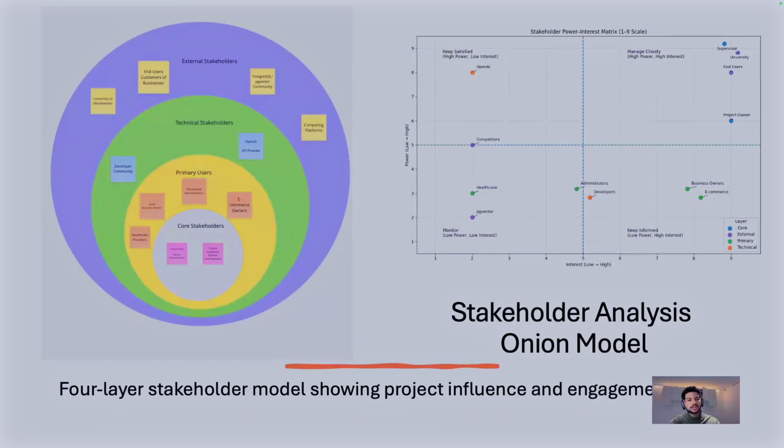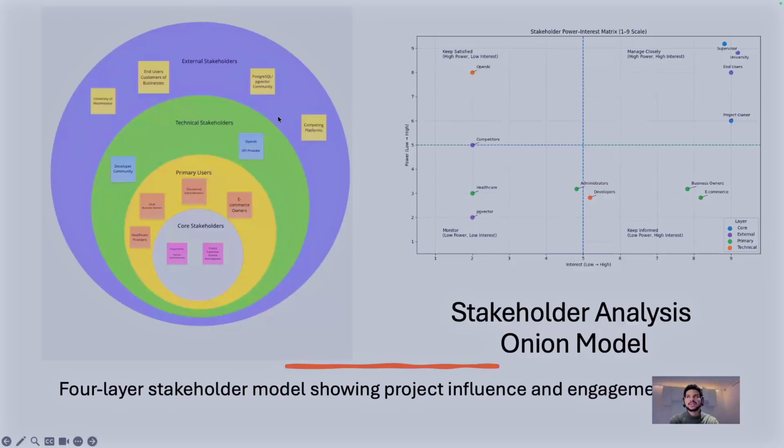Here, I've used the Onion model to organize 12 stakeholders across 4 layers using an Onion diagram. At the core, you can see myself and my supervisor, who had daily involvement in the project. Then you can see primary users. Primary users are direct users, such as small business owners, e-commerce owners, educational administrators, and healthcare providers, and these are the people who use my platform mostly.